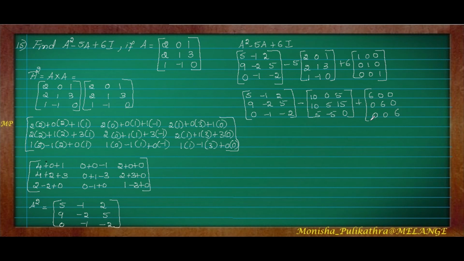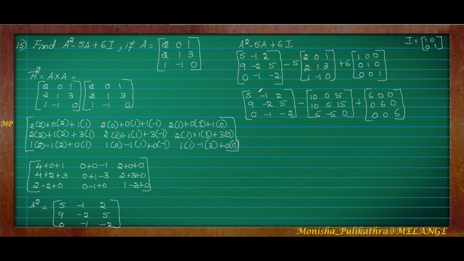So you have to know the value of I. The value of I for a 2 into 2 matrix is 1 0 0 1. So this is a 2 into 2 matrix. The value of I for a 3 into 3 matrix is this one. I hope you understood this. This is a 2 into 2 matrix and this is a 3 into 3 matrix. So next we have to solve this. Here first we have to subtract these two things and again we have to add it.